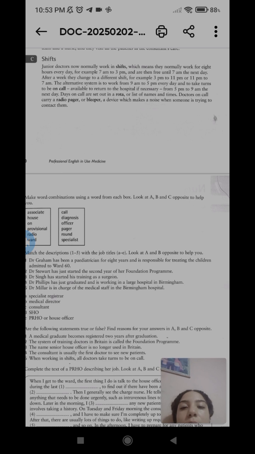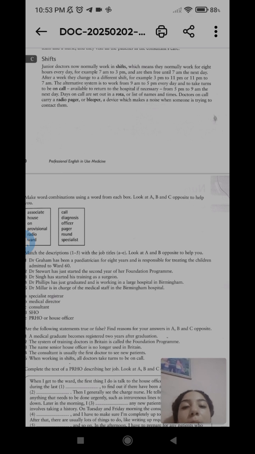Shifts. Junior doctors now normally work in shifts, which means they normally work for 8 hours every day, for example, 7 a.m. to 3 p.m., and are then free until 7 a.m. the next day. After a week they change to a different shift, for example, 3 p.m. to 11 p.m. or 11 p.m. to 7 a.m.